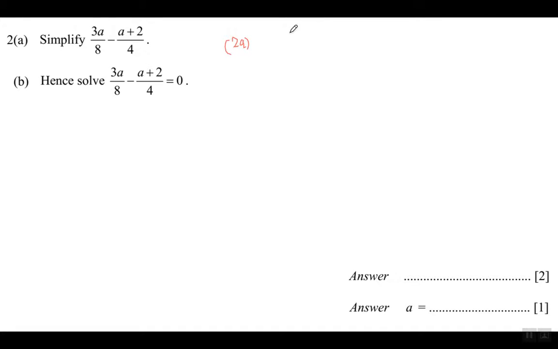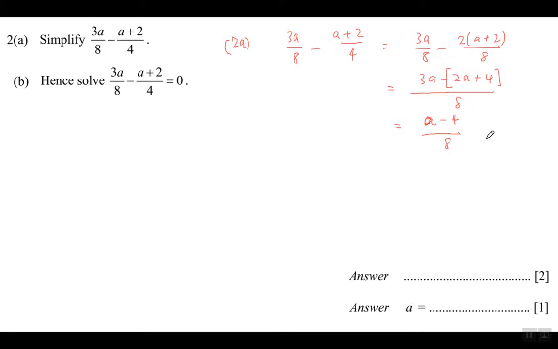2a, 3a over 8 minus a plus 2 over 4 equals 3a over 8 minus 2 times a plus 2 over 8, which is 3a minus 2a plus 4 over 8. 3a minus 2a is equal to a minus 4 over 8.